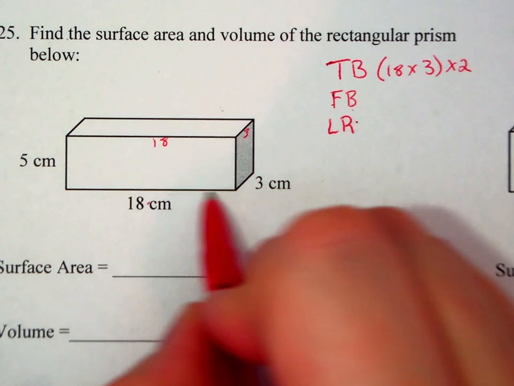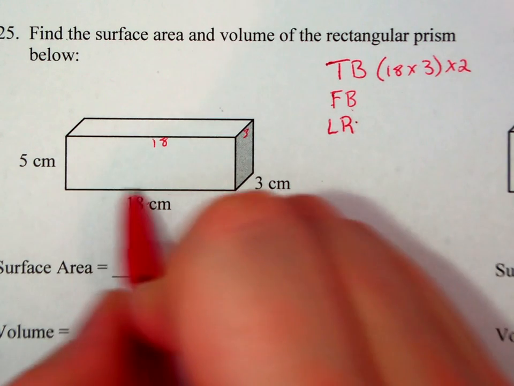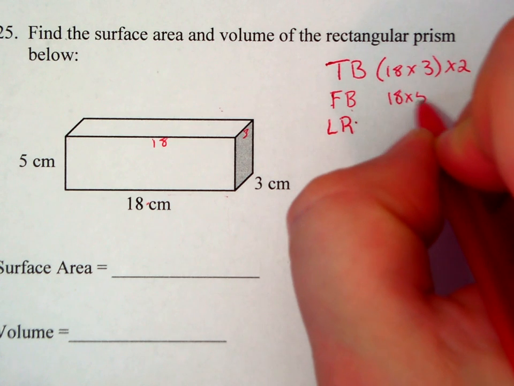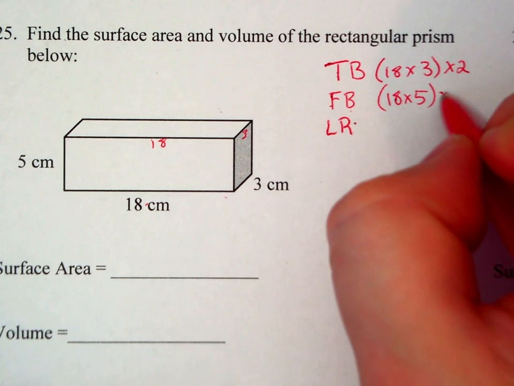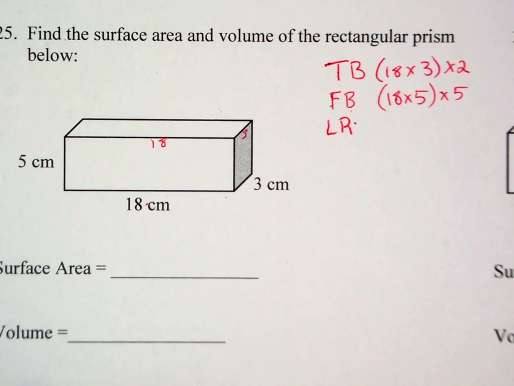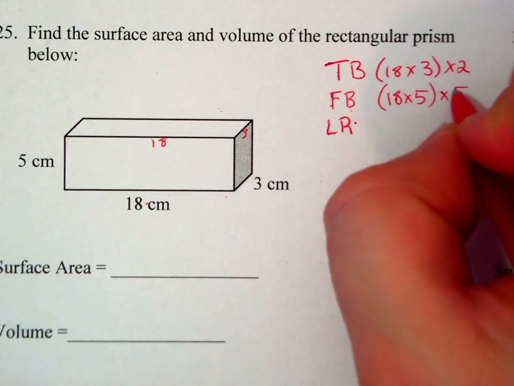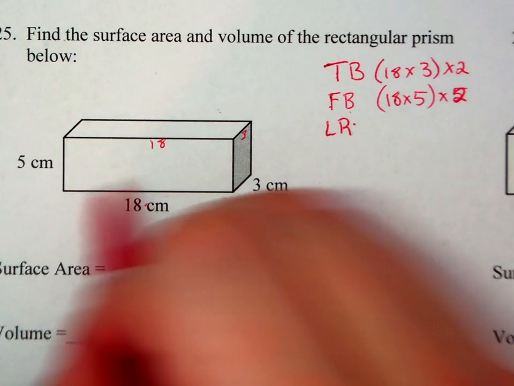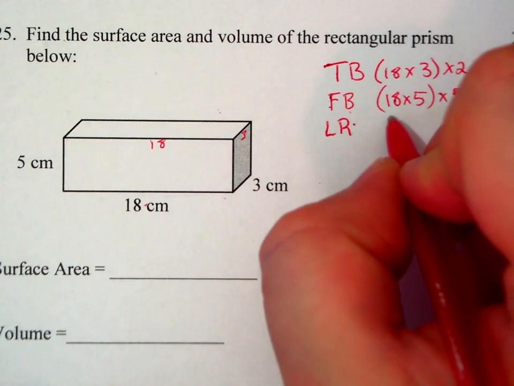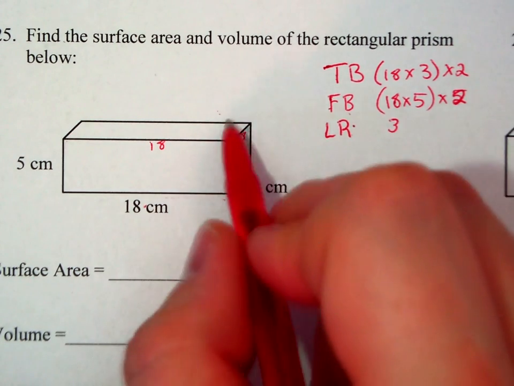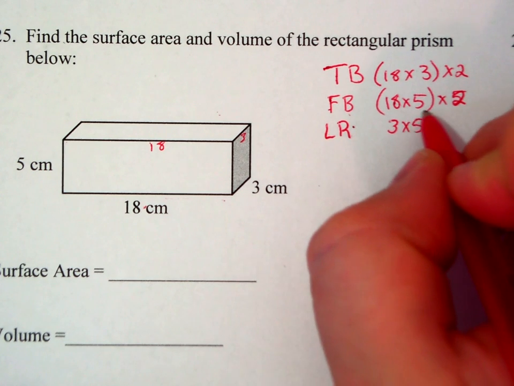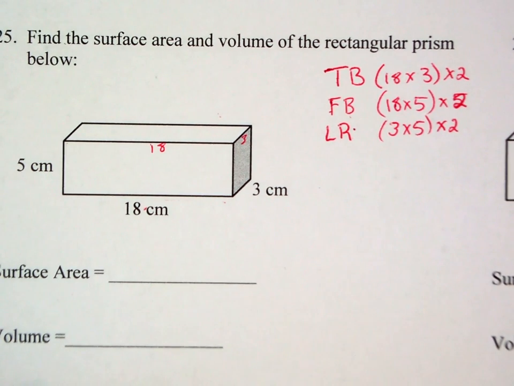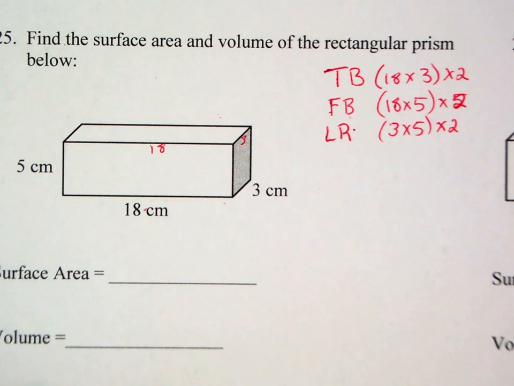Front and back. Well, my front is 18 long, and it's 5 high. So I'm going to have 18 times 5, and I will have 2 pieces of this shape that are the same size. And then left and right. Well, I have a part there that's 3, and again, it's still 5 high, so 3 times 5. And I'm going to have a left and right, so 2 pieces that will have that same shape.